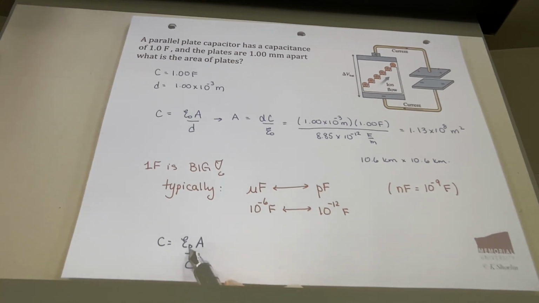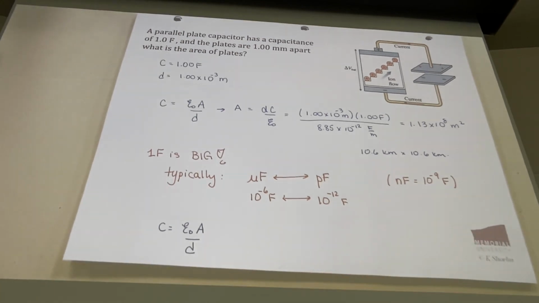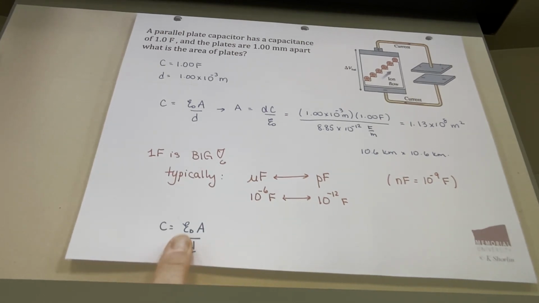The first one is this epsilon naught, or permittivity of free space. One way we can change the capacitance is to change this, and you change this by putting a dielectric between the plates. Putting the dielectric between the plates introduces an advantage to this D, because you can make D smaller.